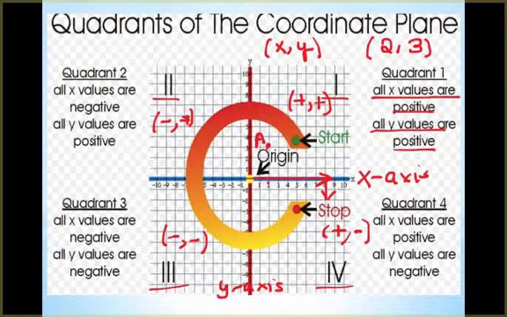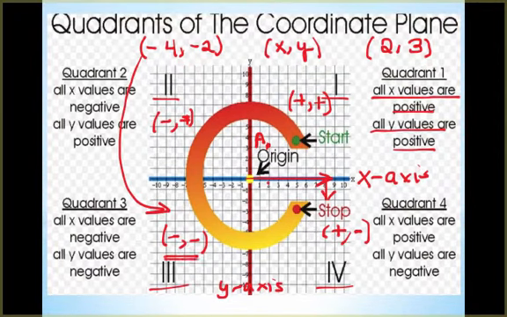So just by knowing the signs of our points, we could tell what quadrant we're in. So if I look at an example like -4, -2, I know that has to be in quadrant 3 because both values for x and y are negative.